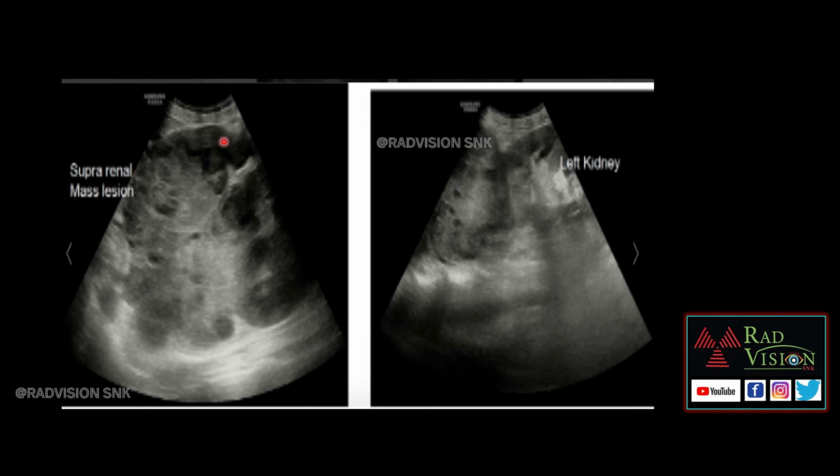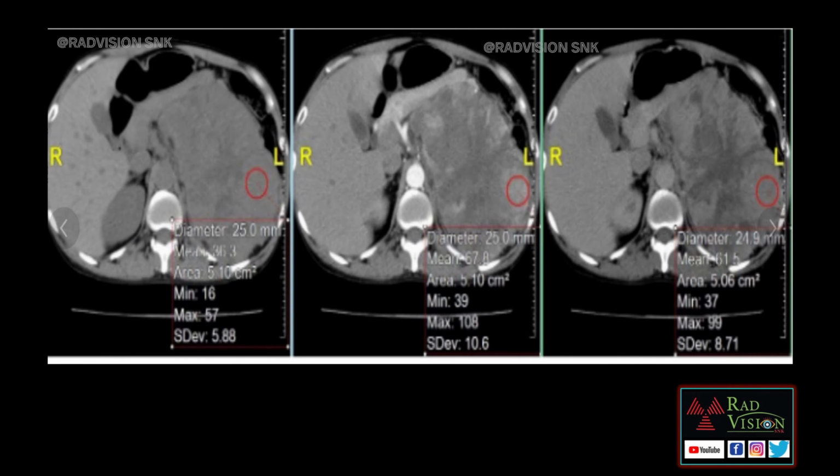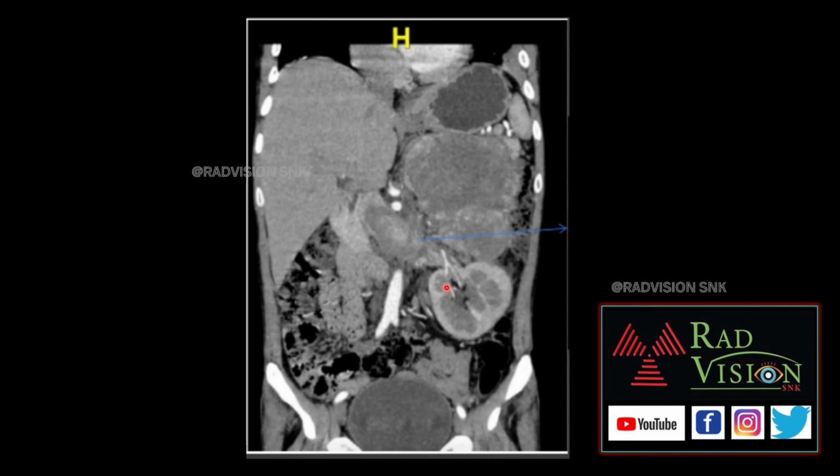Ultrasound was done. There is a large, ill-defined, lobulated, heterogeneously hypoechoic lesion with multiple cystic areas noted in left hypochondrial location, which is abutting the upper pole of left kidney. On CT, there is a large, lobulated, heterogeneous lesion with multiple ill-defined hypodense areas with a mean HU of 36 on non-contrast CT, showing post-contrast heterogeneous enhancement noted in left hypochondrial region in suprarenal location. The left adrenal gland is not visualized separately. This lesion is infiltrating the left renal vein and extending into the IVC.